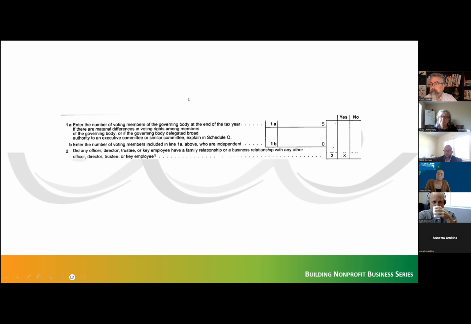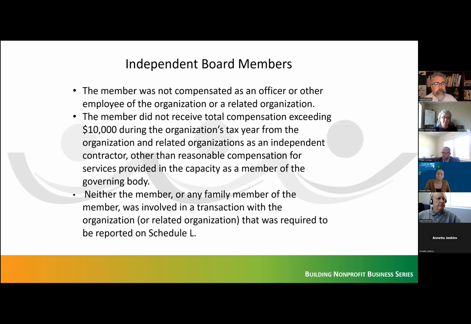The number of voting members, and then asking about family relationships or business relationships here as well. So if it is the case where your organization was founded by a family and all of the members are family members, if you answer yes there, you need to go into Schedule O and explain who has relationships with what, and things like that.